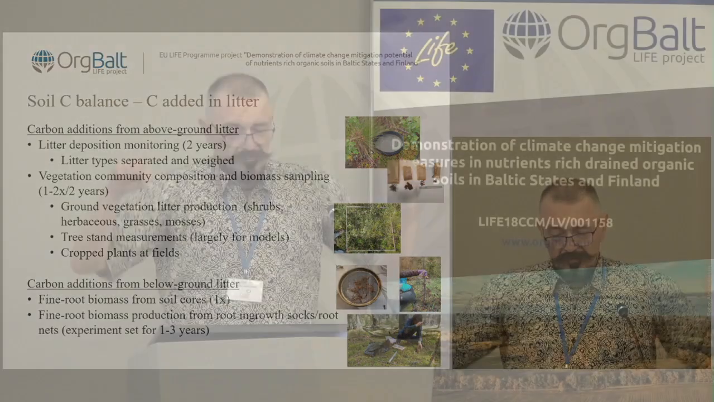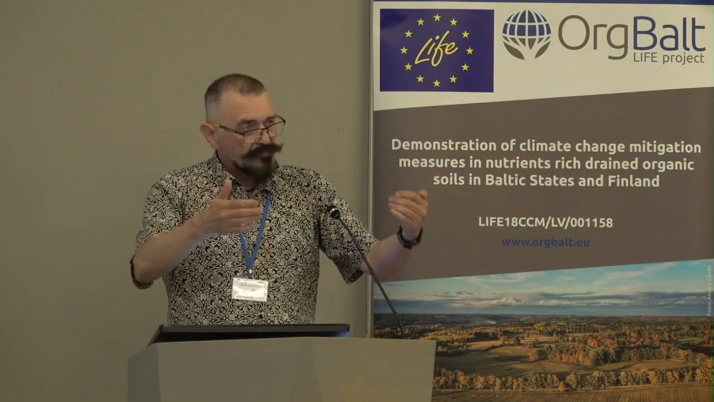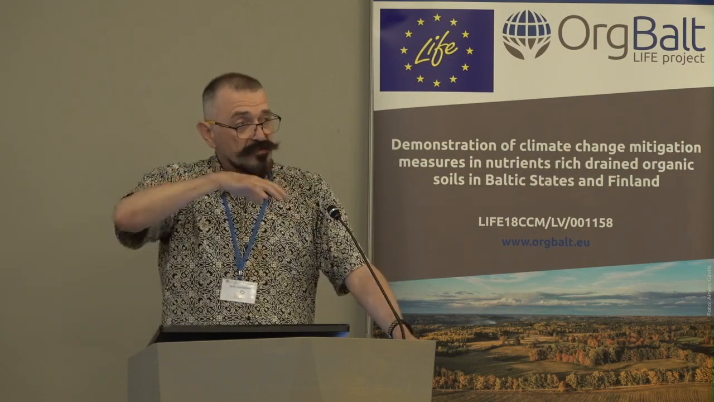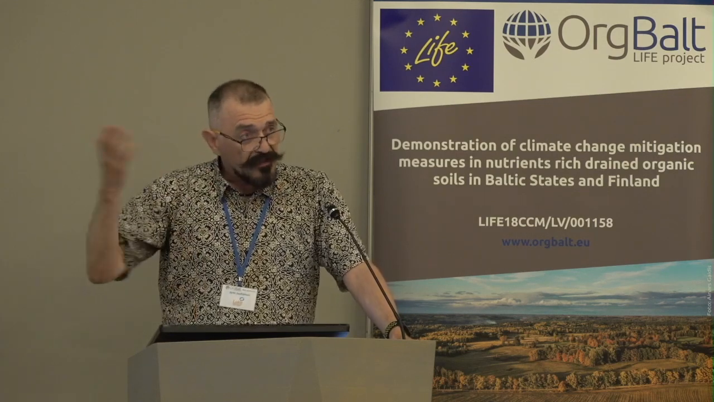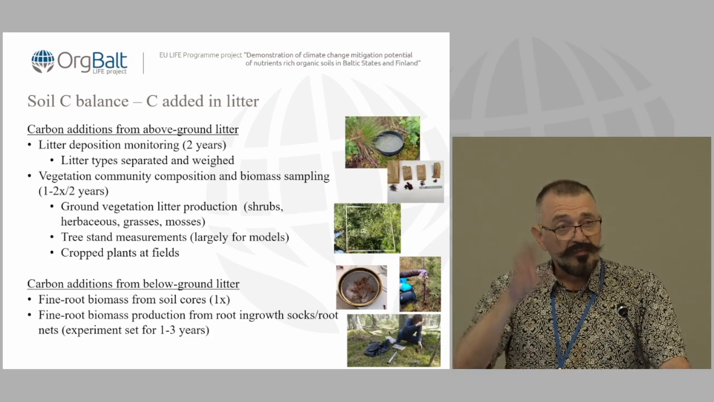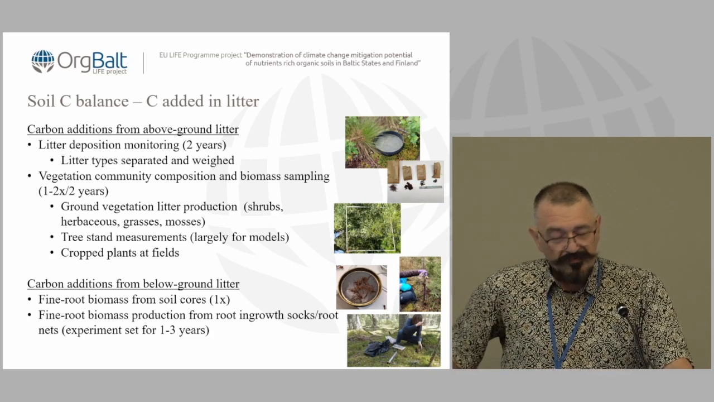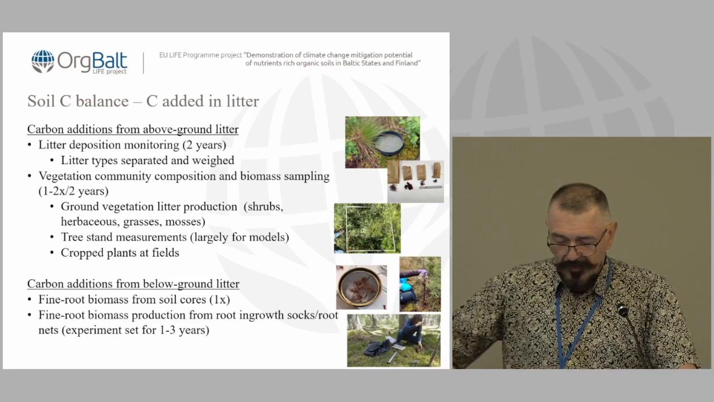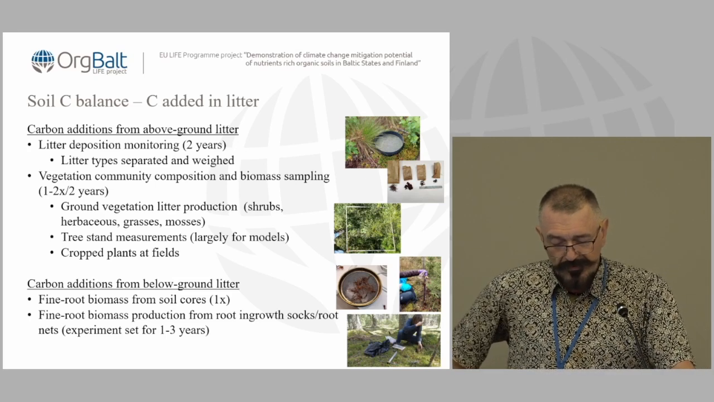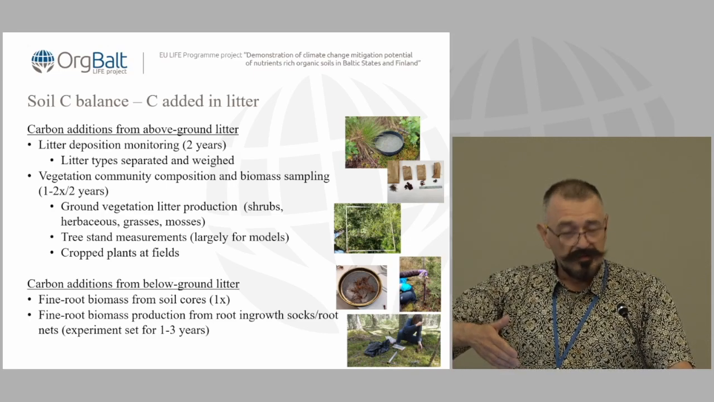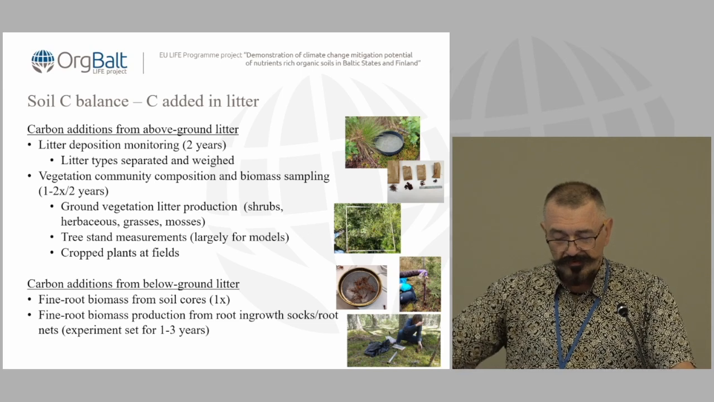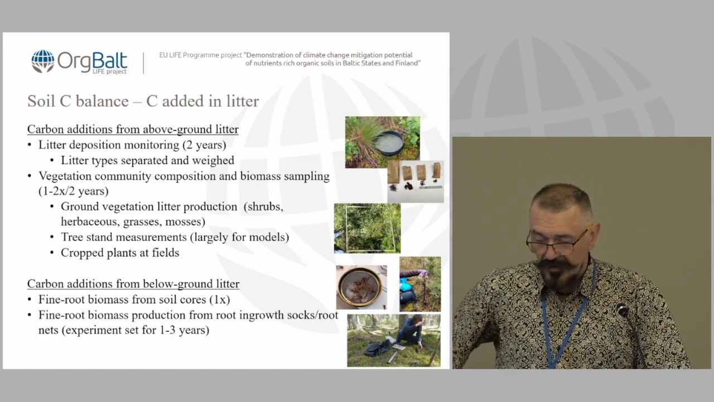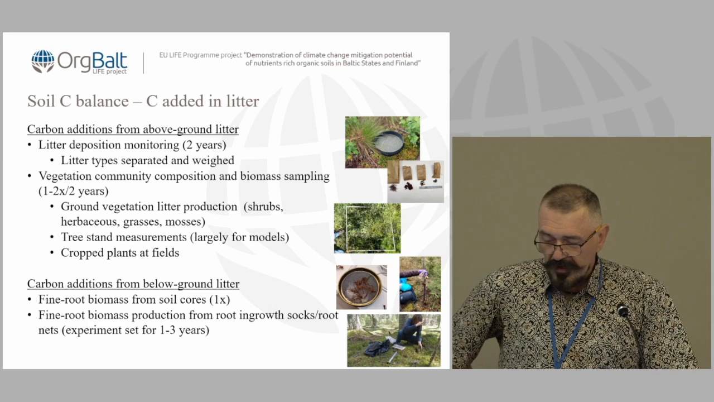And vegetation community and biomass was done on each site, in forest sites. So making vegetation coverage maps, different vegetation groups, looking at shrubs, herbaceous vegetation, grasses, mosses, and what is the coverage percentage on the site, and then making biomass sampling from the areas, looking at the dry biomass of ground vegetation, different groups. And as I said, there are below ground processes going on. We studied the fine root biomass from soil cores, a one-time sample, looking at how many roots are in the soil, and fine root biomass production from root ingrowth socks and root nets. So looking at how fast the roots grow in a certain space in the soil, in the area. And that was used for estimating the soil carbon added in the system.